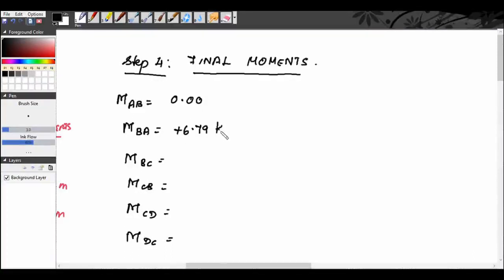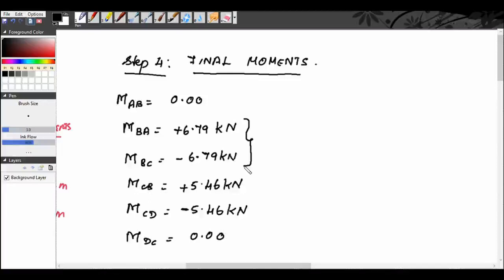BA is plus 6.79 kilonewton meter. For BC it is minus 6.79 kilonewton meter. For MCB is plus 5.46 kilonewton meter. MCD is minus 5.46 kilonewton meter. And for DC it is 0.